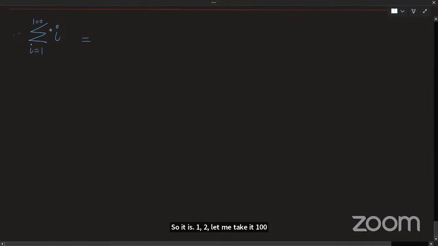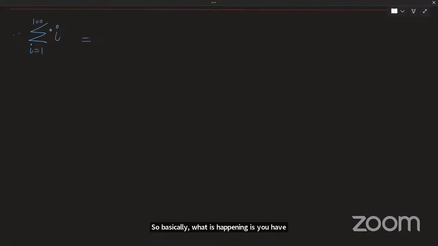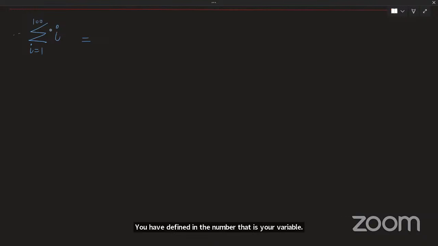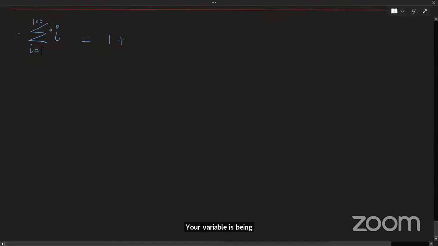So basically what is happening is you have defined a number below. You have defined a number that is your variable. So just substitute this variable inside your function and then keep on increasing it till your upper limit comes. Your variable is being defined as I. So first you substitute I as 1. Then you increase the value till 100, your upper bound comes. So this is what it means.